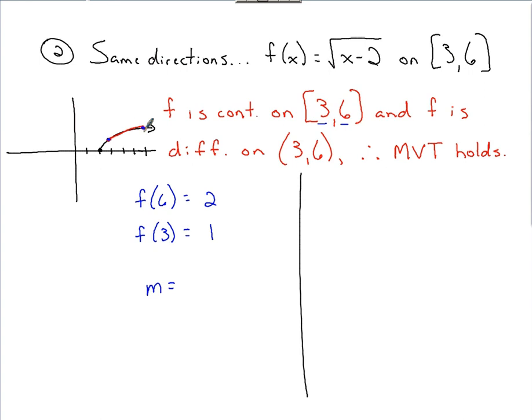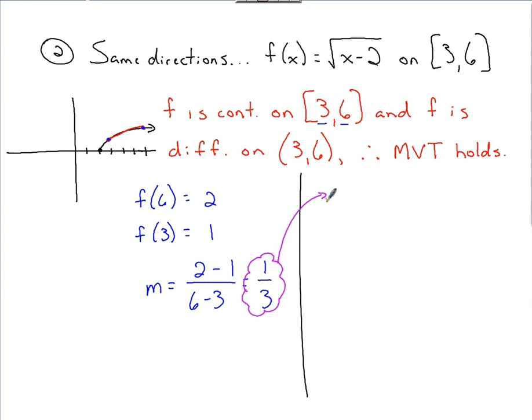So take your difference in your y's. You've got 2 minus 1, over your difference in your x's, you've got 6 minus 3. Slope of the line through those endpoints is going to be 1/3. So remember, we're going to take this value here, and we're going to use it over here. Before we can use it over here, though, we have to take the derivative of the function.